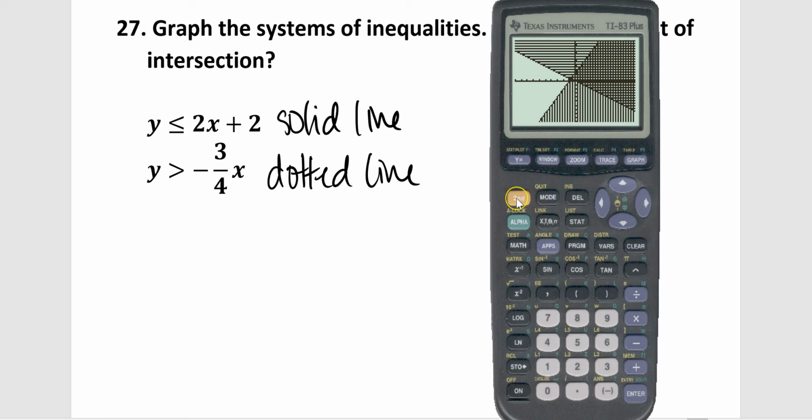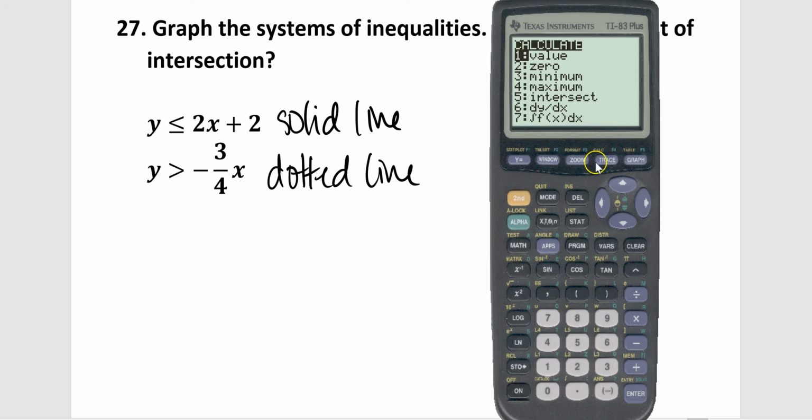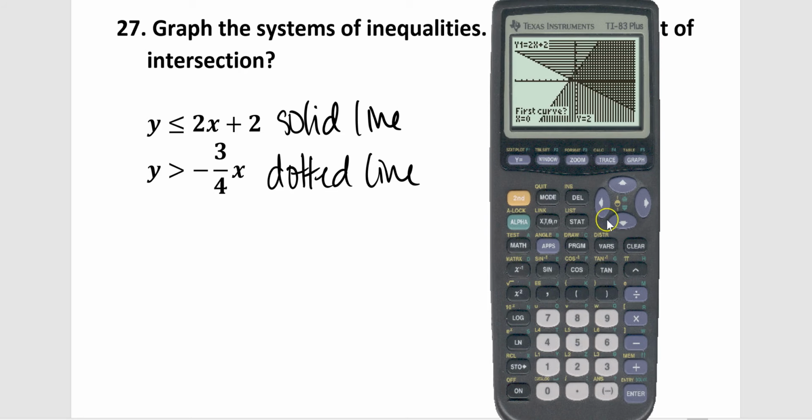So remember, we can do that on the calculator. So we'll say second trace to give us that calculate option. We're going to go down to option number 5, and then we're just going to define the two lines. So first curve, second curve, and then press enter to calculate. And then it gives you the intersection.